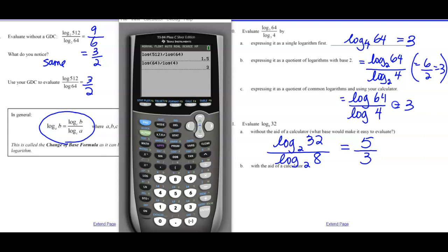With a calculator, the fastest way to do this would actually be to go log of 32 over log of 8, because doing it with a log base requires an extra couple of keystrokes. So the fastest here would be log of 32 divided by log of 8. And then you can even do math graph if you want to convert it.